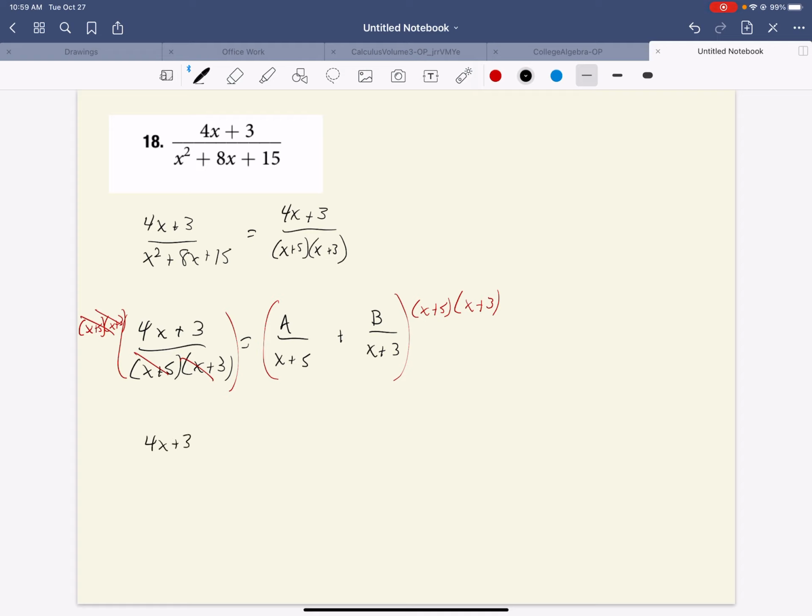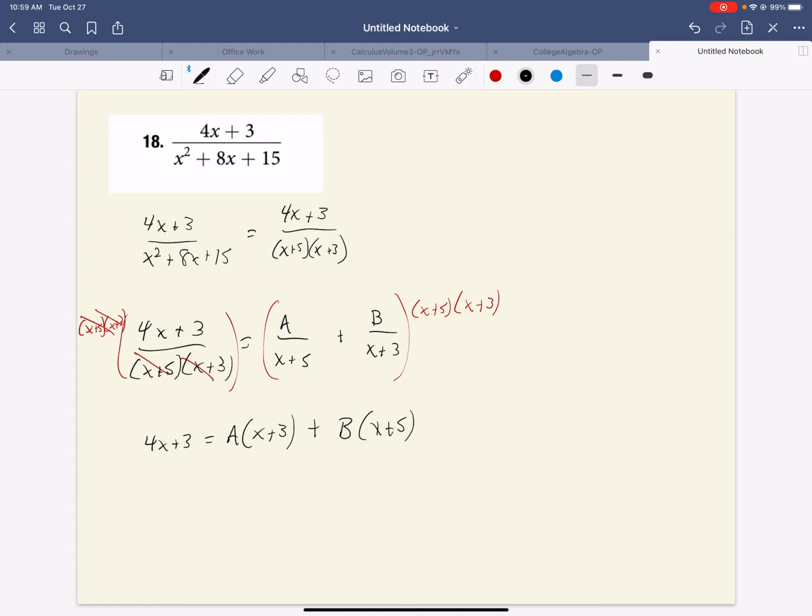And on the right side, when we distribute, the x + 5s will cancel, and so what I'll get is A and (x + 3). So over here I've got A(x + 3) plus, and then when I go here, the same thing happens, but the x + 3s will cancel, and I'll have B and an (x + 5). So we have B(x + 5).